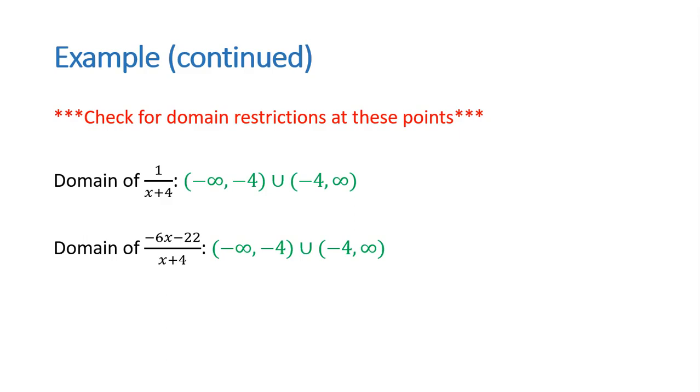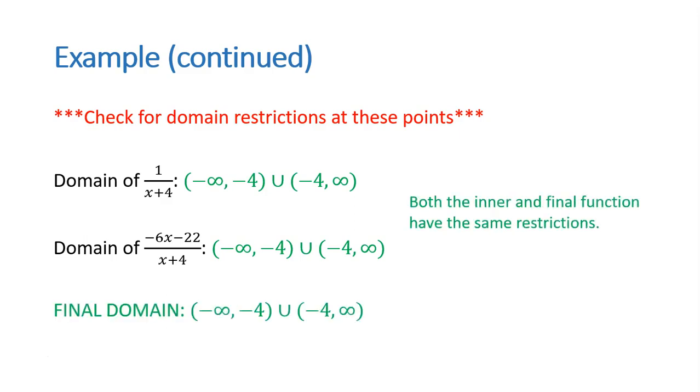Because these two individual points where we have to consider domain give us the same restriction, the only restriction is that negative 4 is not included. The domain for our final answer is also all real numbers except negative 4. So negative infinity to negative 4, union negative 4 to infinity, split up around that negative 4.